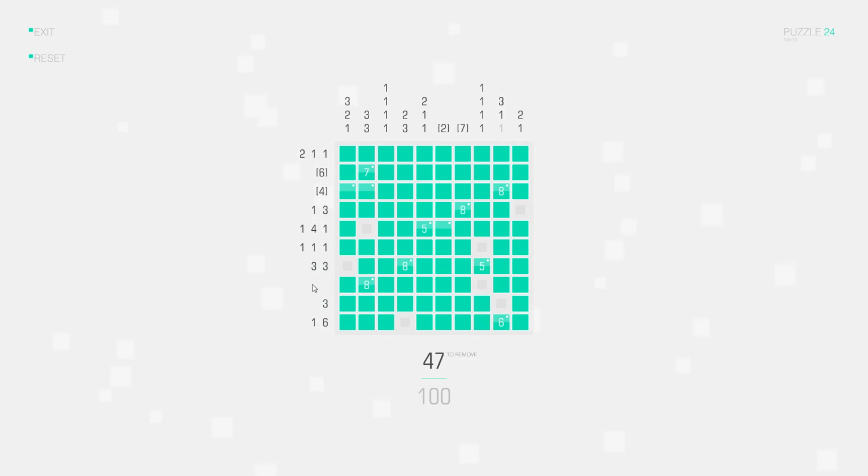Here we don't have any clues. Here we only have 3 connected squares, so I can delete this square here. And here we have 6 connected squares, and we exactly have 1, 2, 3, 4, 5, 6 squares here, so let's mark all of them. And this also completes this group of 6 connected squares, so I can also delete these squares. Nice.